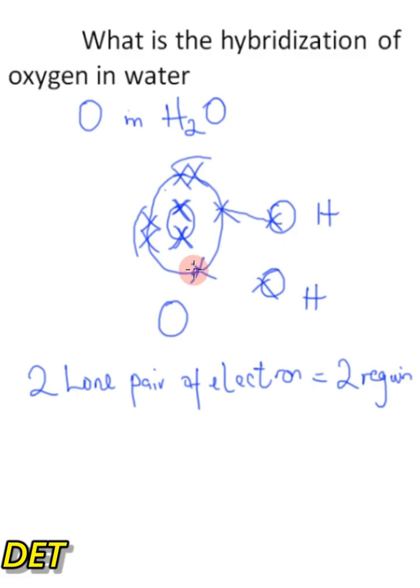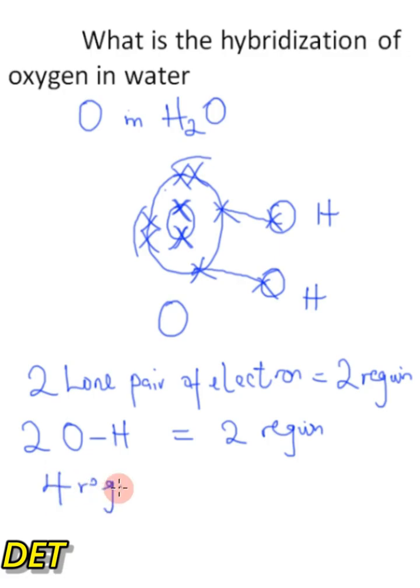Then during chemical bonding, this electron from this oxygen would bind with this hydrogen. This electron from this oxygen would bind with the electron from this hydrogen. So in this compound, we have two oxygen to hydrogen single bonds. This is a single bond to a hydrogen atom. This is another single bond to a hydrogen atom. So we have two oxygen to hydrogen single bonds, and that is equal to two regions of electron density.